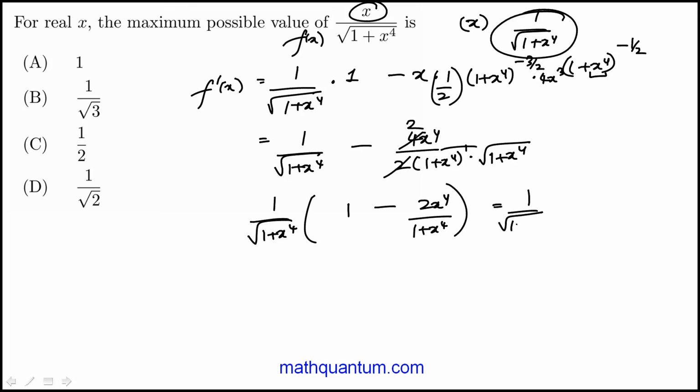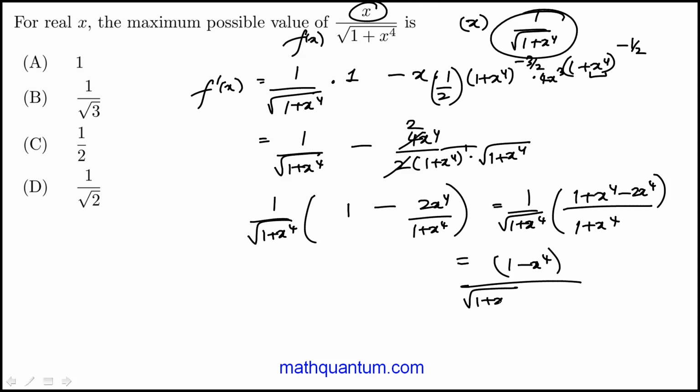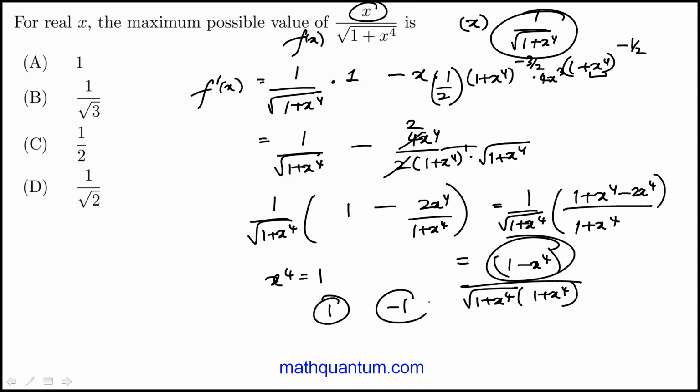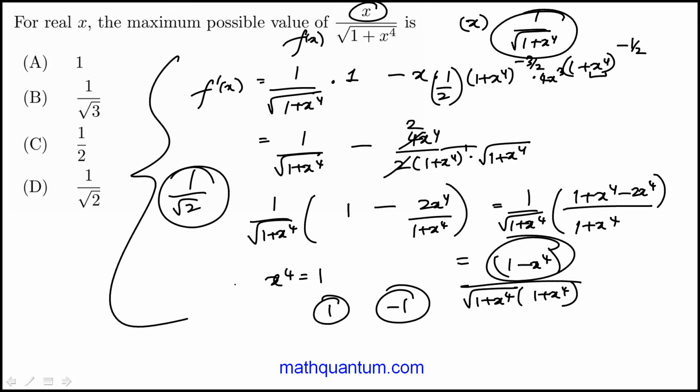So it's some manipulation, and then we get 1 plus x to the 4th minus 2x to the 4th over 1 plus x to the 4th. Numerator becomes 1 minus x to the 4th. And then you can equate that to 0. Our derivative is equal to 0, which you can see will happen when x to the 4th is 1, and x will be either 1 or minus 1 for real values. And we get back to, if x is 1, it's 1 over root 2. So clearly this is way too much work, but that's an option.